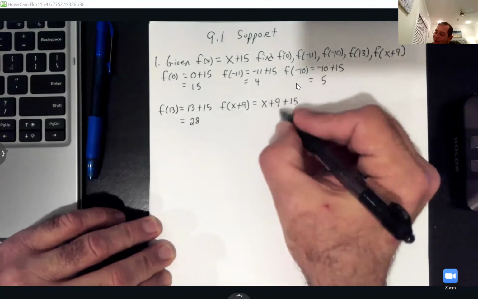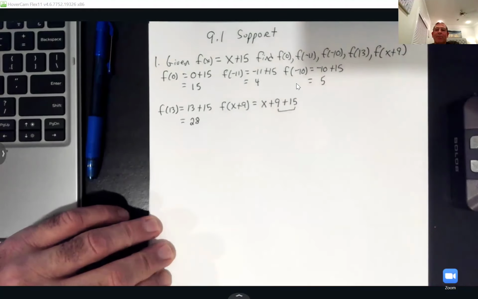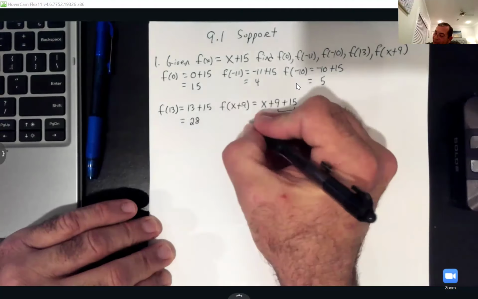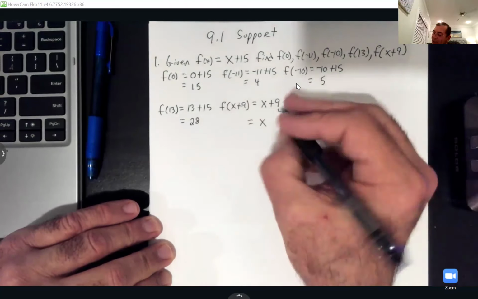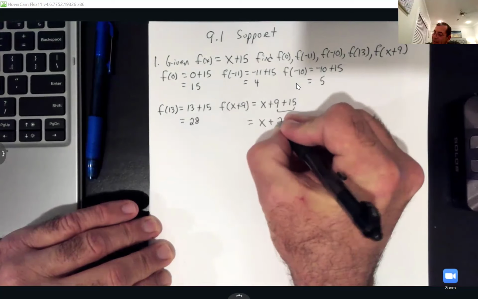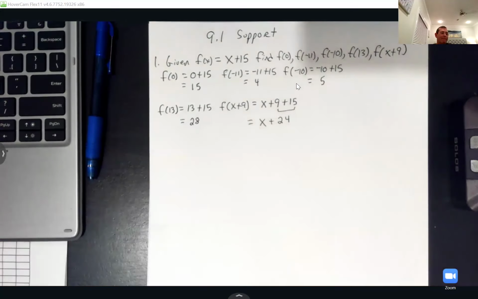All right, y'all, let me give y'all a clue. I got like terms right there. I'm going to add them like terms together. So bring down that x, and then 9 and 15 is 24. Okay.